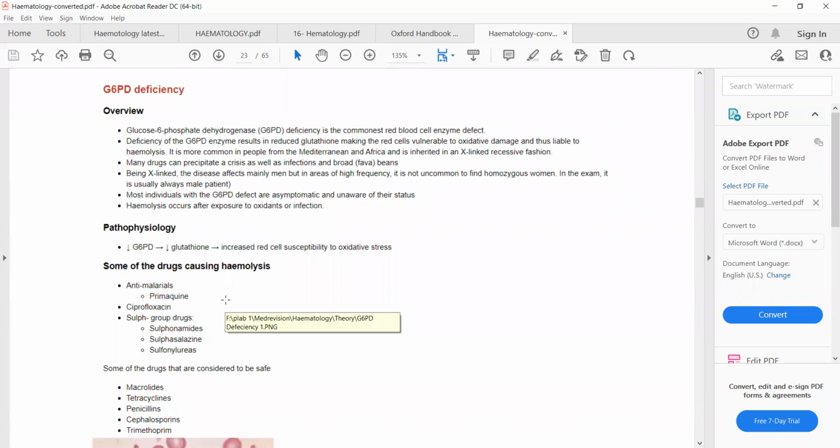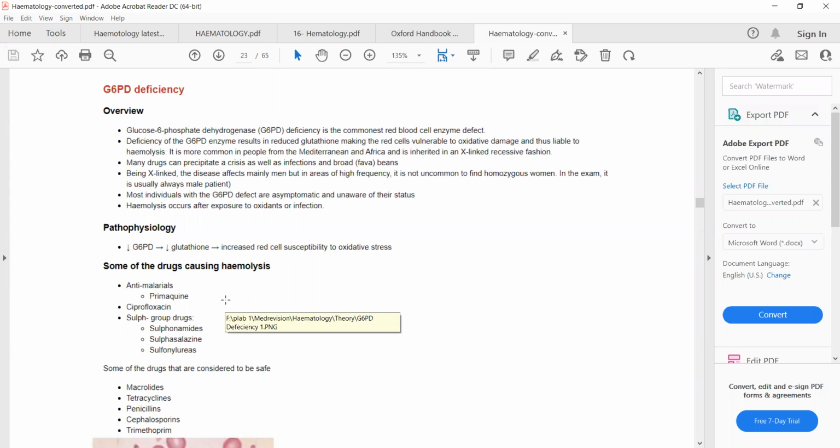G6PD deficiency is an X-linked disease, and we all know that X-linked diseases usually affect males. So for the PLAB 1 exam, remember that hemolytic anemia in males, the cause may be G6PD deficiency. Most individuals with G6PD deficiency are asymptomatic and unaware of their status.